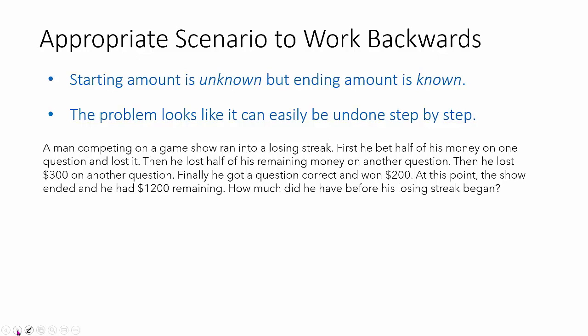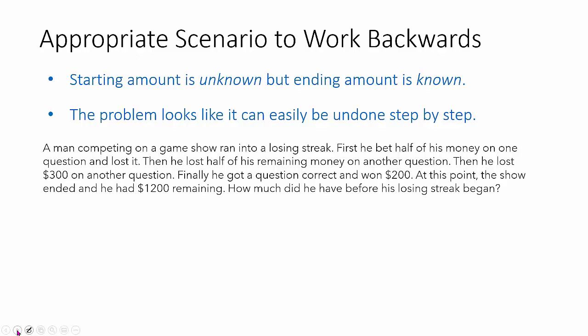So first he bet half of his money on one question, then lost it. Then he lost half of his remaining money on another question. Then he lost $300 on another question. Finally, he got a question correct and won $200. At this point, the show ended and he had $1,200 remaining. How much did he have before his losing streak began?